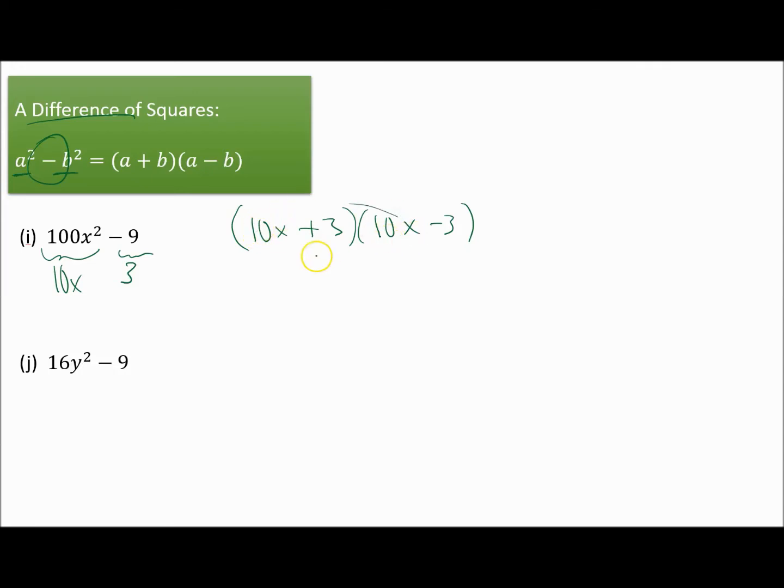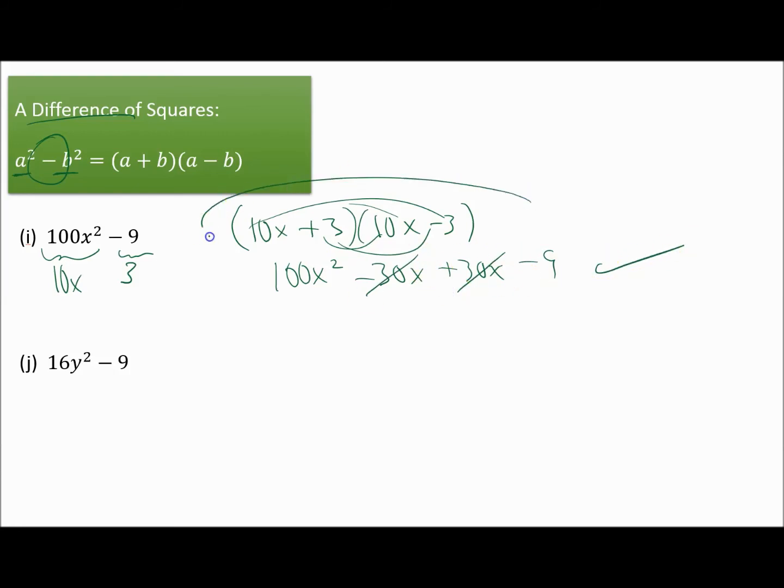Multiply it out. So 10x times 10x is 100x squared. 10x times minus 3 is minus 30x. 3 times 10x is plus 30x. 3 times negative 3 is minus 9. Those cancel, and it checks out. So we know we did this correctly. Let's take a look at the next one.